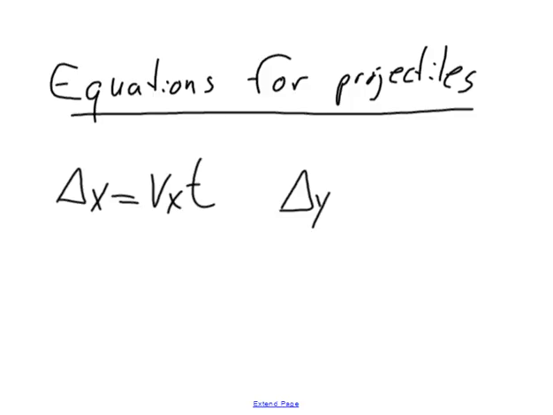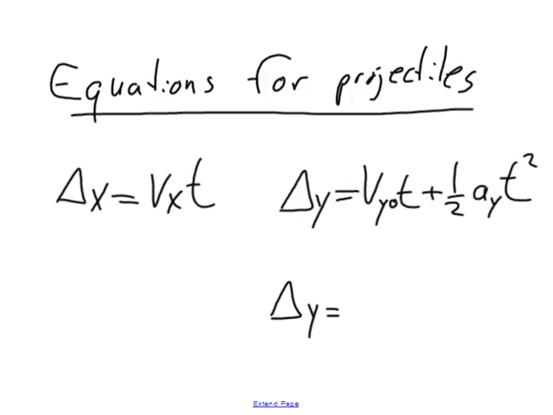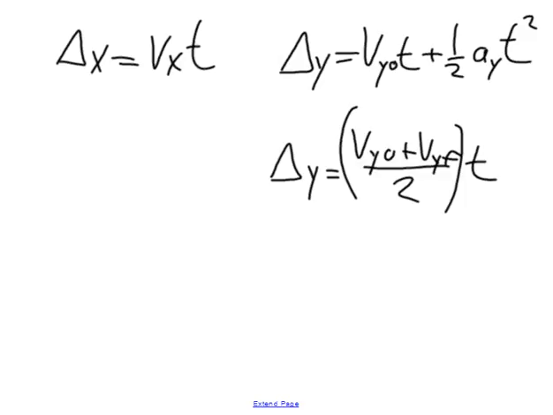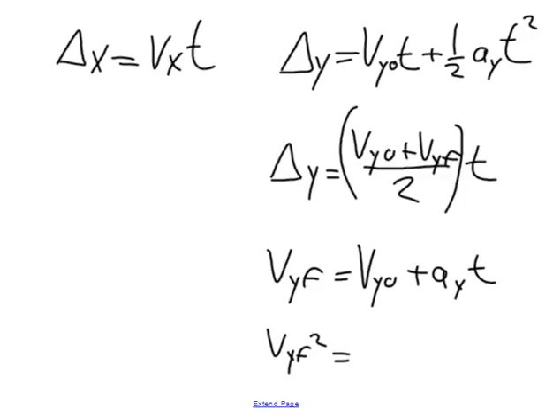Here's our first one. Change in y equals vy initial times time plus 1/2 ay t squared. So I took the old equation and just put some y's on it. Next one, change in y equals vy initial plus vy final over 2, and that whole thing will be multiplied by t. You can put parentheses there if that's easier for you. Third, vy final equals vy initial plus ay t. And finally, vy final squared equals vy initial squared plus 2 ay change in y. So it's the same old equations with just a little extra.